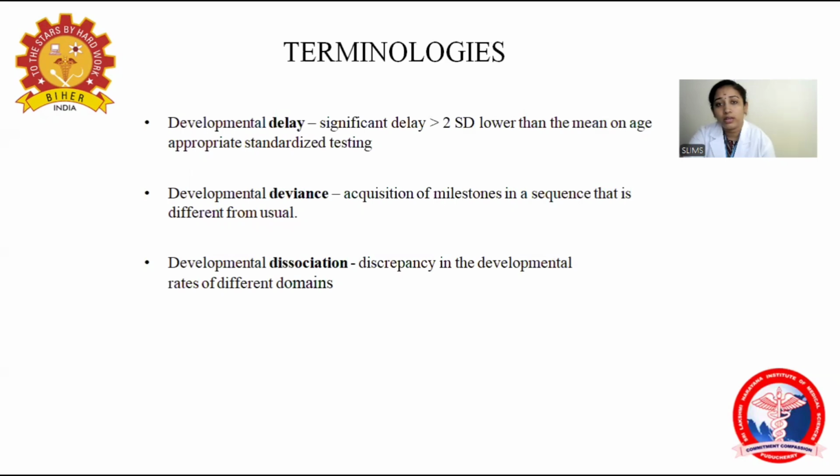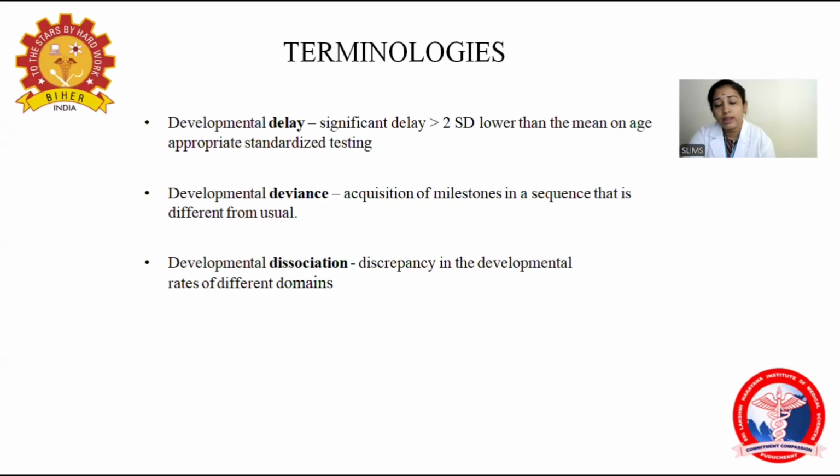Let us see some terminologies like developmental delay, developmental deviance, and developmental dissociation. So, what is developmental delay? Developmental delay is a significant delay, more than 2 standard deviations lower than the mean on age-appropriate standardized testing, or delay in more than 2 major milestones. Developmental deviance is the acquisition of milestones in a sequence that is different from usual.